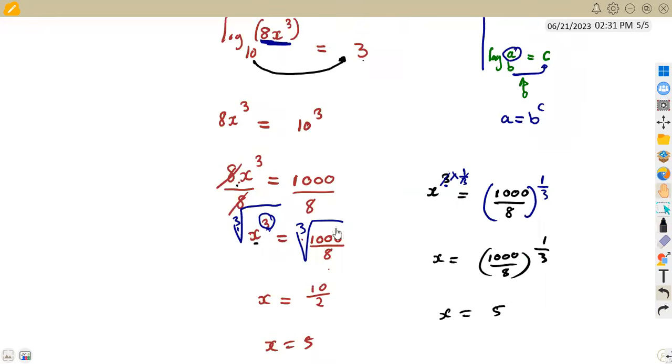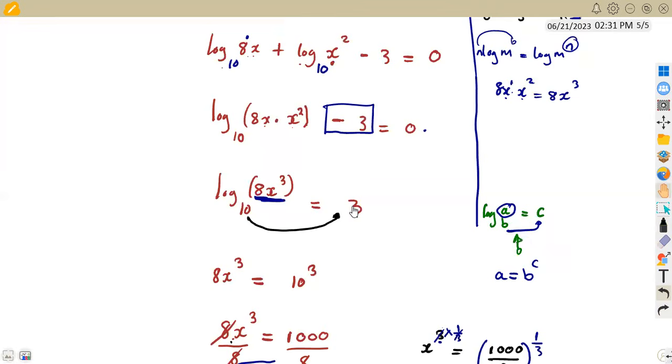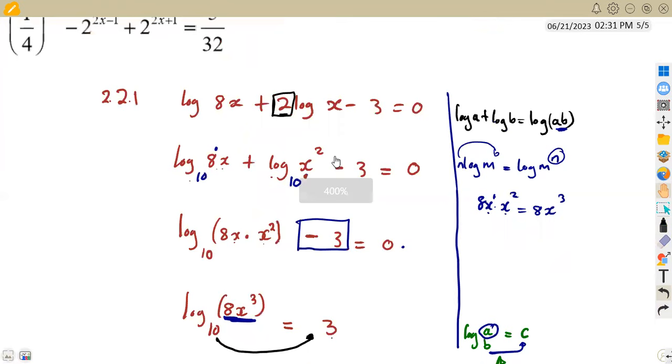It's a positive, and this actually makes sense because in this problem we cannot have our x as a negative. So there's nothing else that we are going to do. Our answer is fine like that.